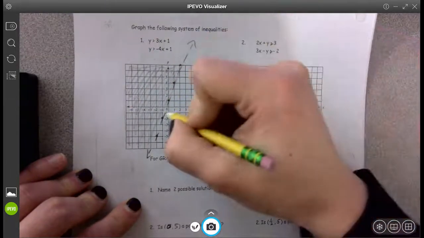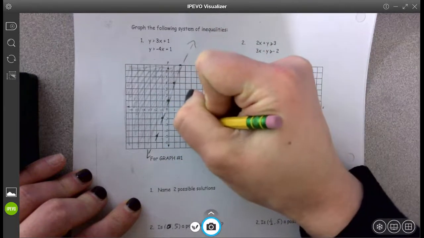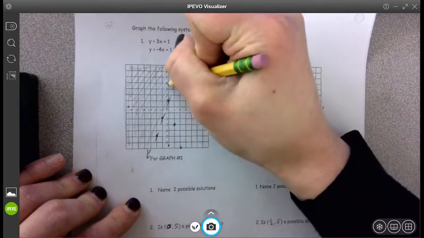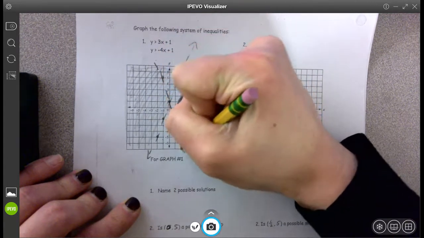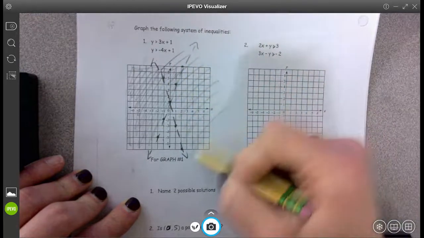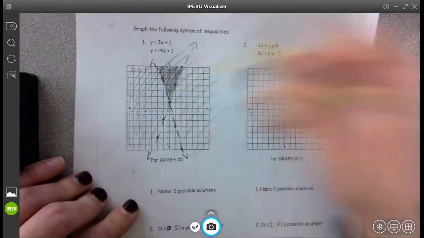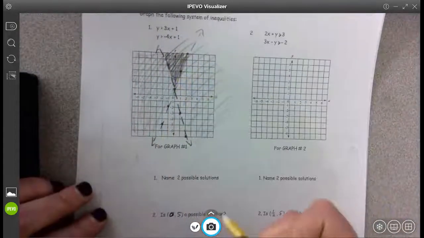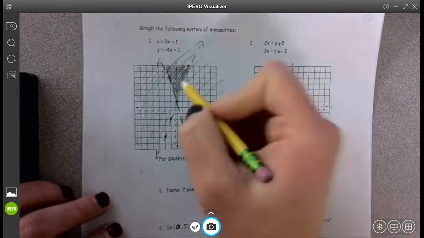Then for the other one, you're starting at +1 as well, but you're going down 4, right 1, or up 4, left 1. Okay. And you're greater than this way. And this is where they intersect. Okay, this is where the solutions are shared. So it says name 2 possible solutions. If I pick a solution here, it's just going to satisfy one equation, not both. So a possible solution has to be in here.